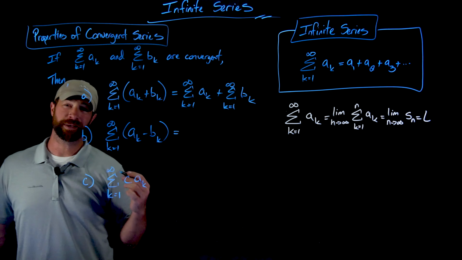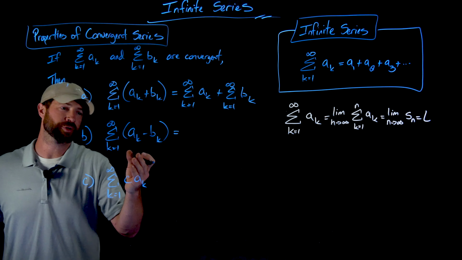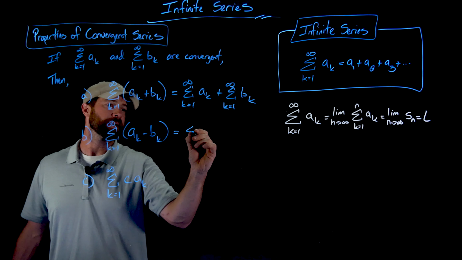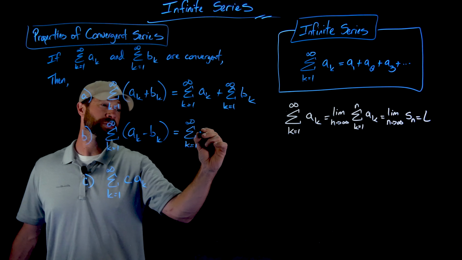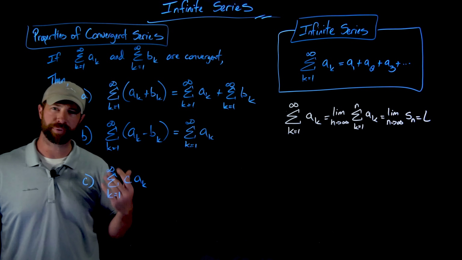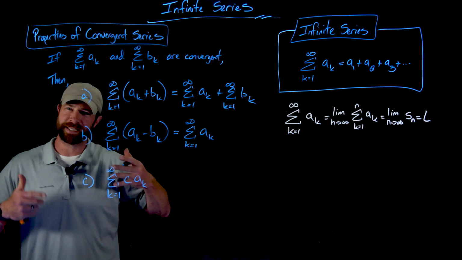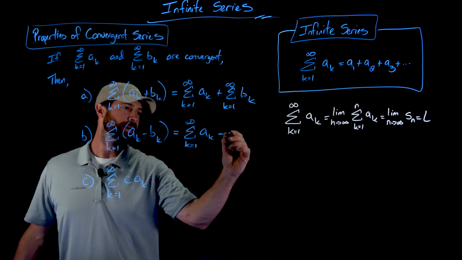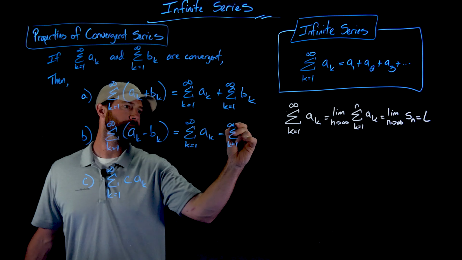We have now the difference property, which means exactly the same thing. If we have multiple terms but they're being subtracted, we can evaluate those separately. And you'll see in a lot of cases where this is really useful. It takes a more complex infinite series and splits it up into series that are easy to attack. So we're going to just subtract the infinite series of the b sub k's.